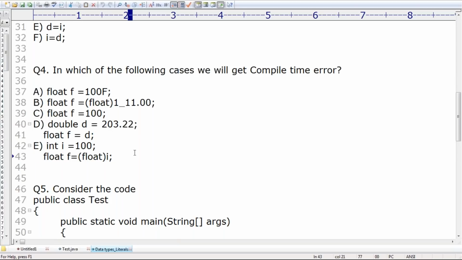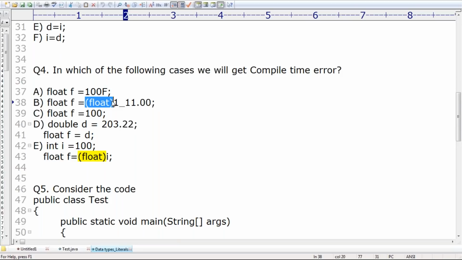Sir, one person is telling that in the B case, B is also wrong. What is the problem with B? Who asked this doubt? Yes, Janacharya. What is the problem? Why do you feel that it is invalid? Perfectly, it is valid. It is double to float, and I'm performing explicit typecasting. What is the problem with that?